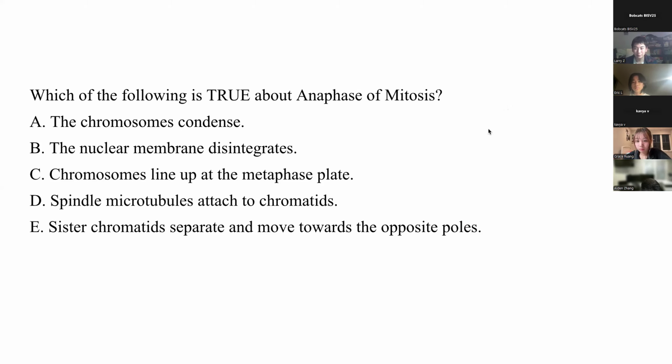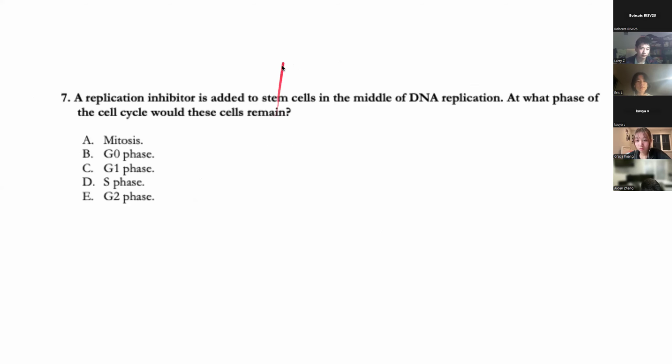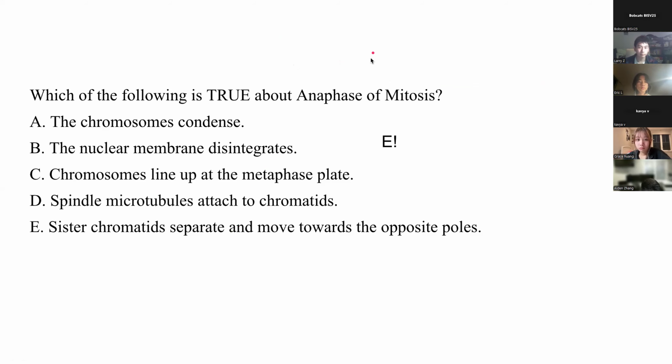So the vast majority of you said E, which is the right answer. Should I share results? Share results. Yeah, okay. So A would be prophase. This one would also be prophase. This one's metaphase, and this one's also metaphase. So this is the only one that's actually anaphase, because anaphase is the one that divides, right?